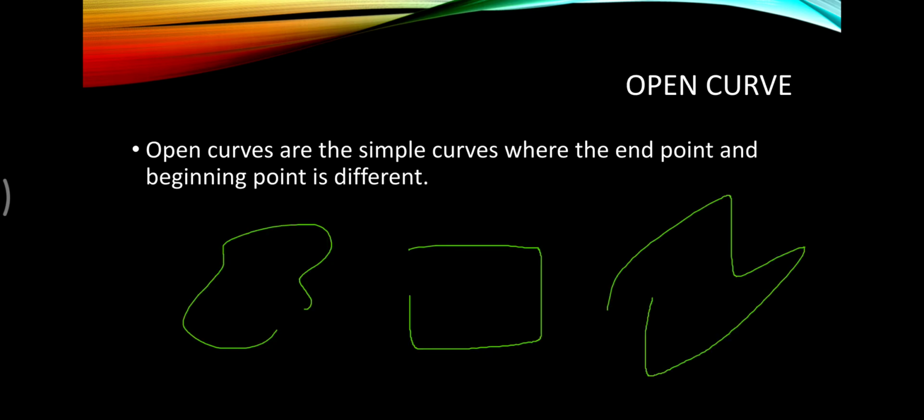Now open curve. Open curves are the simple curves where the end point and beginning point are different. Now here you can see in these three figures the beginning and the ending point are not the same. There is a difference between the beginning point and the ending point, and the figure is incomplete, so it is an open curve.